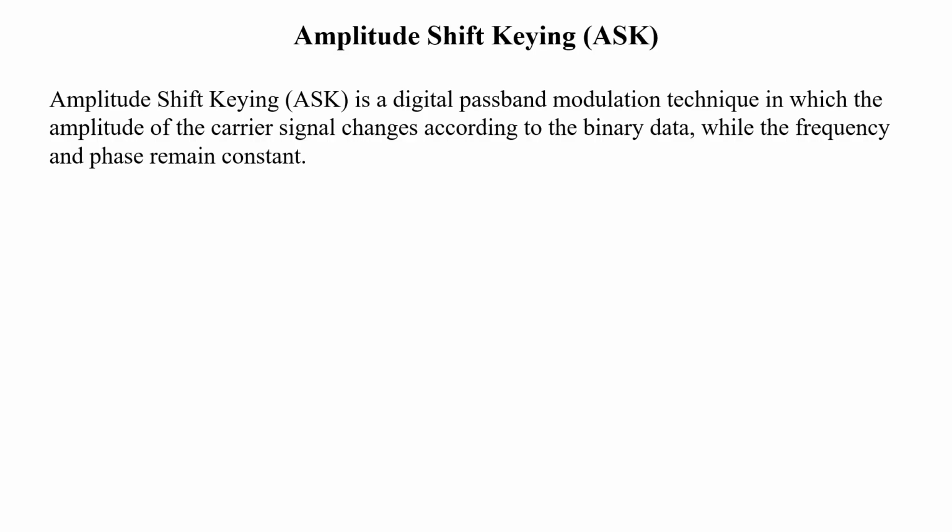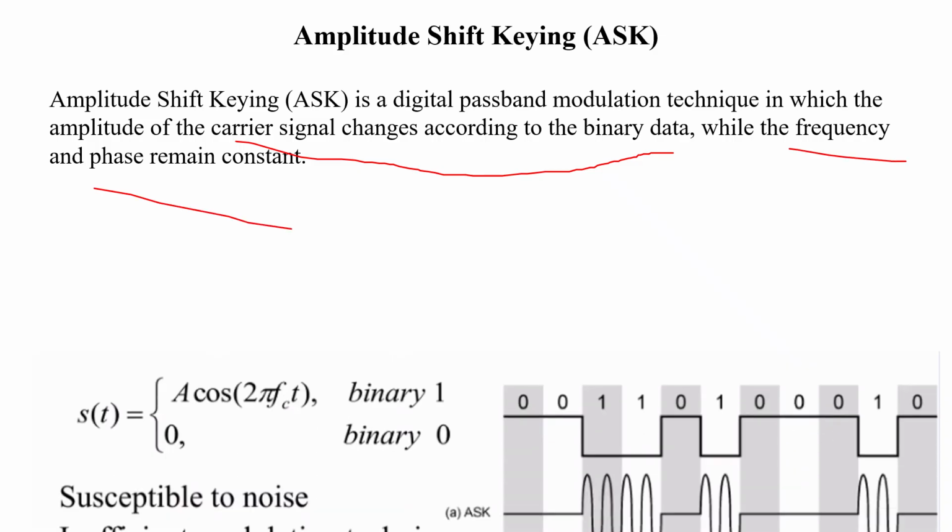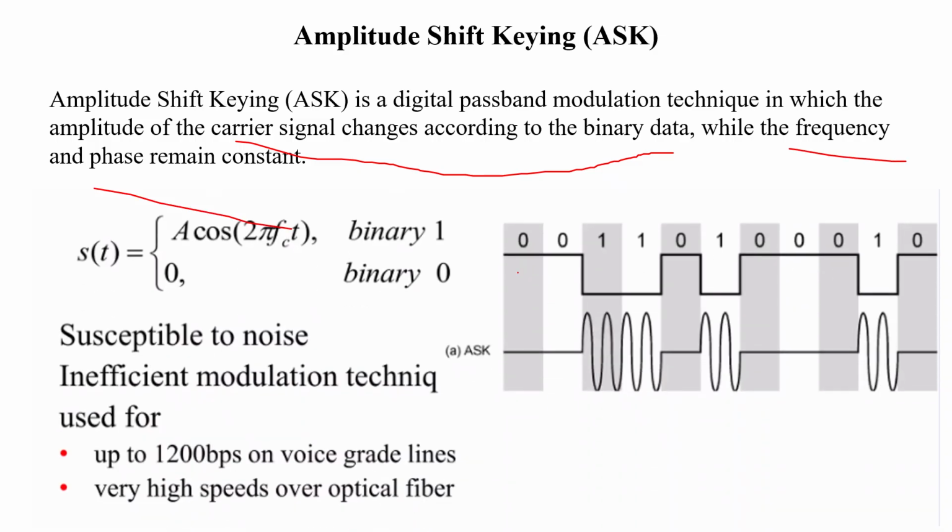So amplitude shift keying is a digital passband modulation technique in which the amplitude of the carrier signal changes according to the binary data, right? So here the amplitude of your carrier signal is going to vary. This is the important part, while the frequency and the phase will be constant. For example, we have already seen the amplitude is 0 here and the amplitude is changing, right? So what will be the amplitude? For binary 1, your signal is A cos omega c t, and for binary 0 you are sending nothing, right?